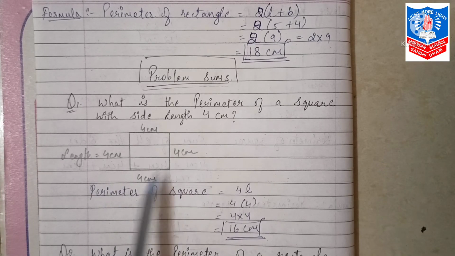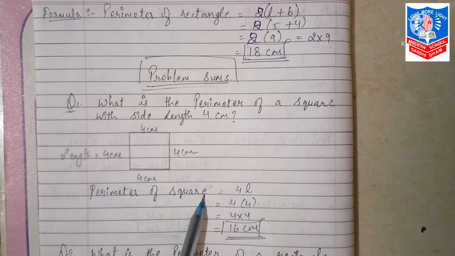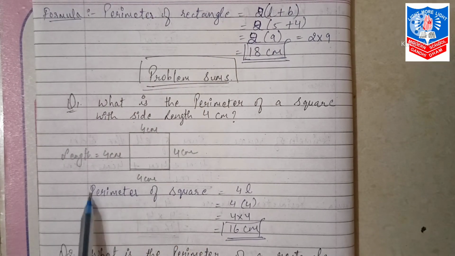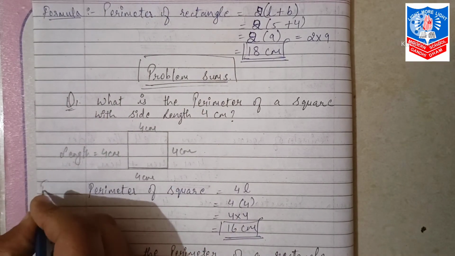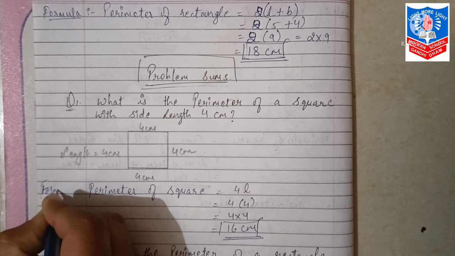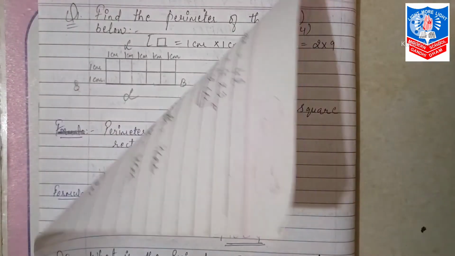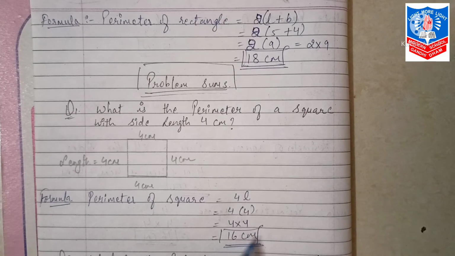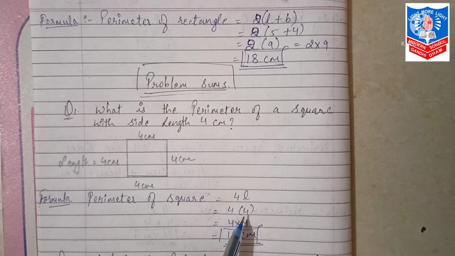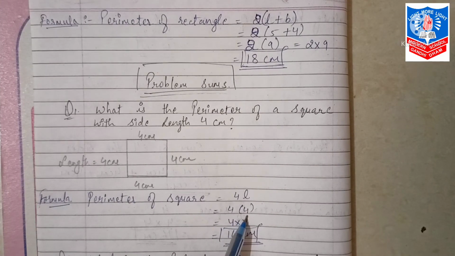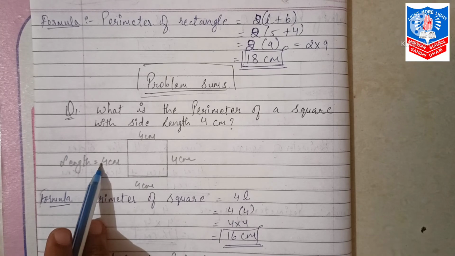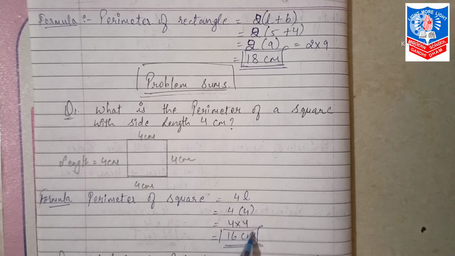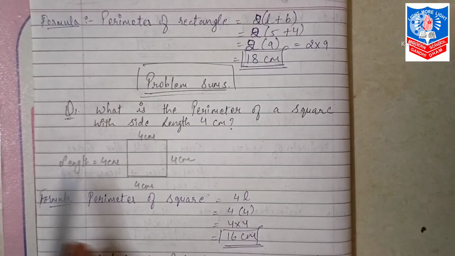Okay, so perimeter of square हम डायरेक्टली फॉर्मूला अप्लाई कर रहे हैं यहाँ पे. ओके, फॉर्मूला इज 4L. 4 मल्टीप्लाई बाय 4 क्योंकि 4 सेंटीमीटर है. फाइन. सो 4 into 4 equals to 16 centimeter.